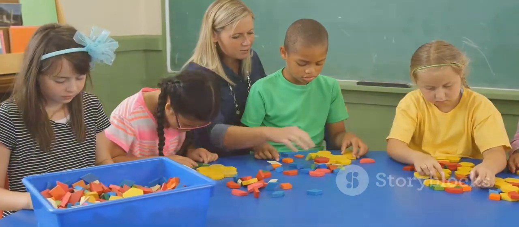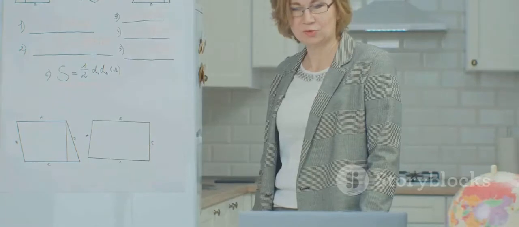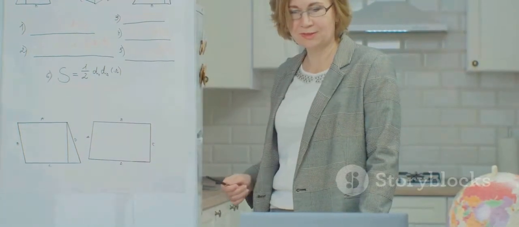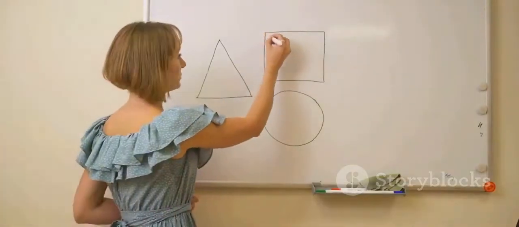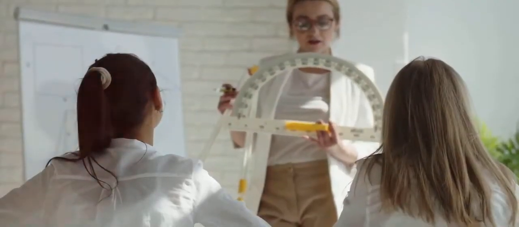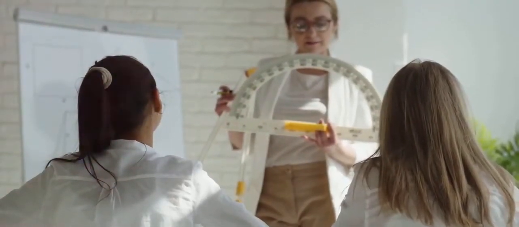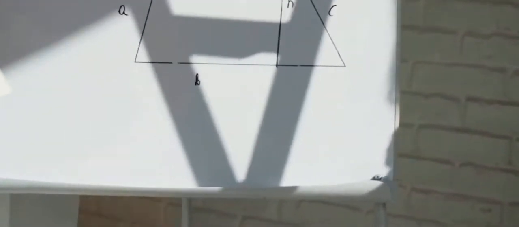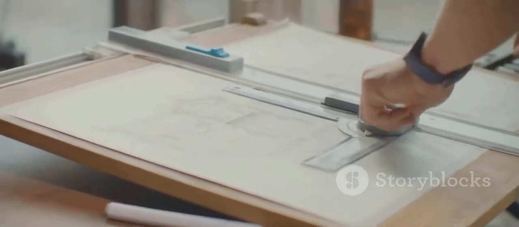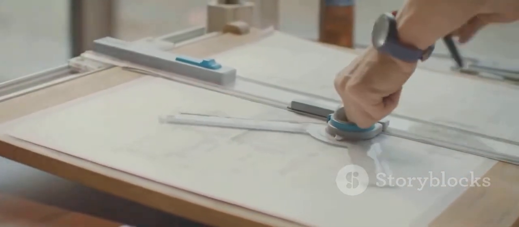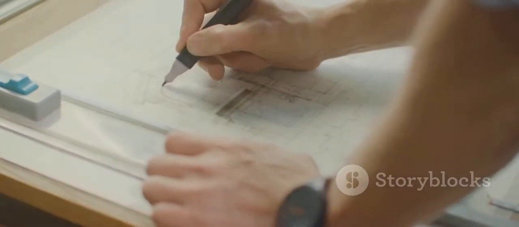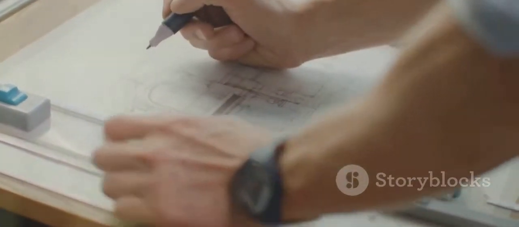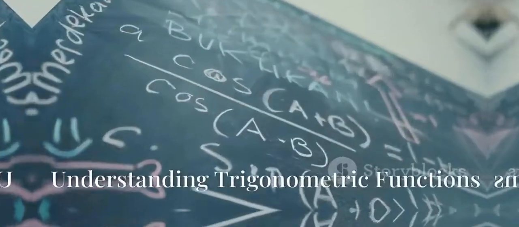Shapes are fundamental elements of geometry. Triangles, quadrilaterals, circles, and polygons are just a few examples. Each shape possesses unique properties that define its characteristics. For instance, a triangle is a 3-sided polygon with 3 angles. The sum of the interior angles of any triangle is always 180 degrees. Geometry finds applications in various fields, including architecture, engineering, and art. It helps us design buildings, create maps, and appreciate the beauty of natural and man-made structures.